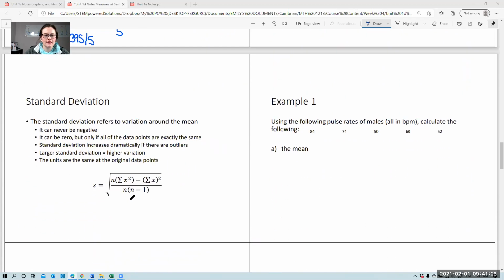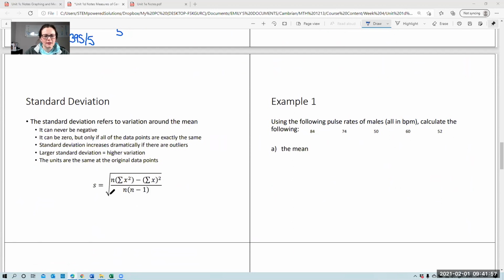The next topic is standard deviation. So here we have a formula. The standard deviation refers to the variation around the mean. It can never be negative. It can be 0, but only if all the data points are exactly the same. Standard deviation increases dramatically if there are outliers. Larger standard deviation equals higher variation. The units are the same as the original data points.